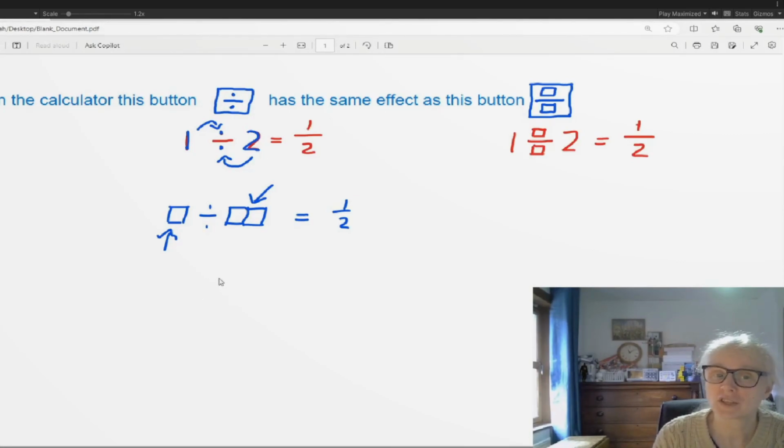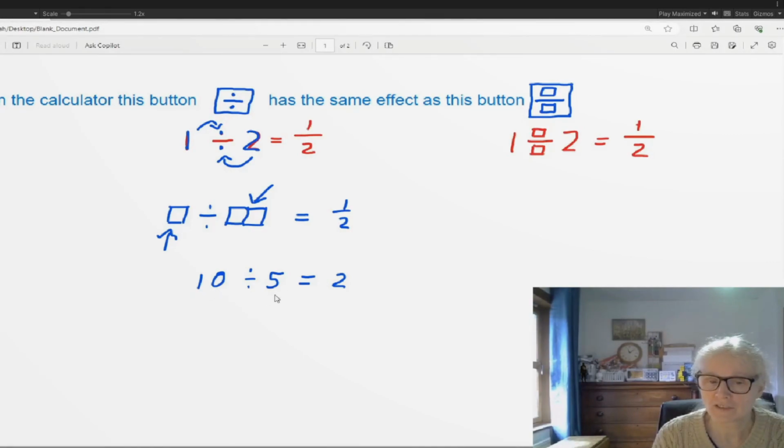It's much easier to think about division when you're saying, okay, you've got 10 divided by 5. How many 5's will fit into the 10? How many 5's in 10? And of course there's 2 5's in 10.